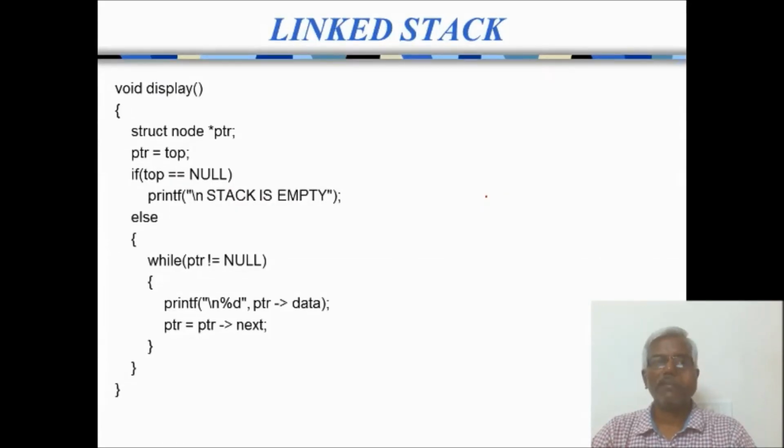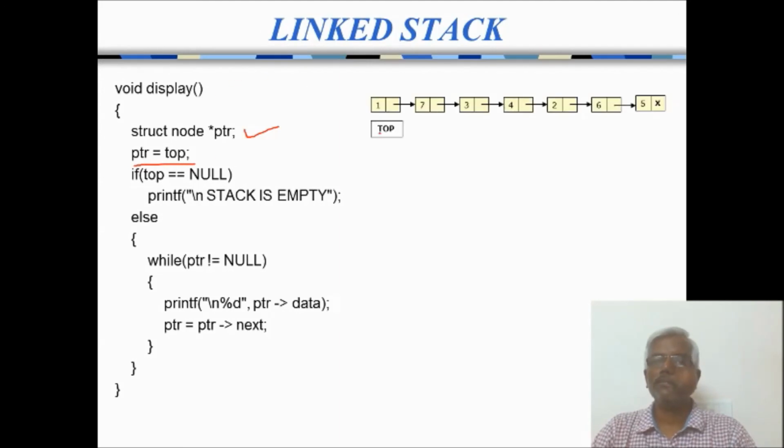And finally the display function, which is once again similar to that of a linked list. We are using a pointer variable. Initially the pointer is pointing to the top. So this is going to be the pointer hereafter. Now we have to check the null condition. Why are we checking? If the linked stack is already empty, we are not able to display any element. If this condition is false, we use a while loop, exactly the same as in a linked list, until the pointer becomes null.